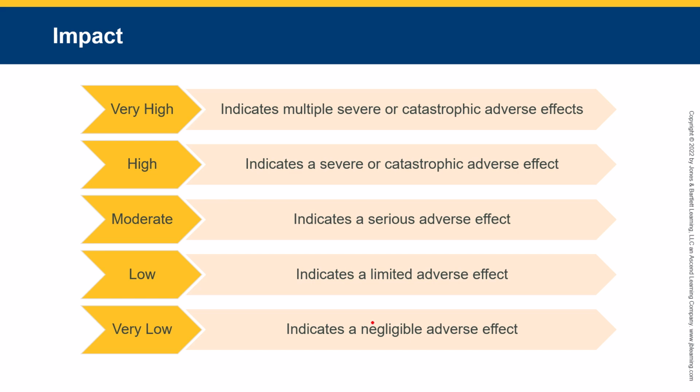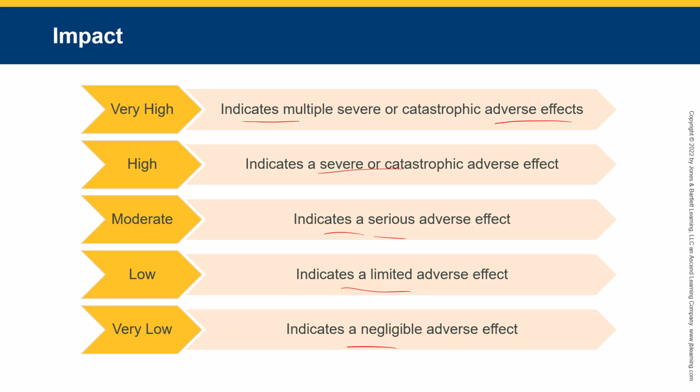Impact typically is done through a very low to very high, using a Likert scale of 5. Very low, low, moderate, high, very high. And we normally can rank them: very high indicates multiple severe or catastrophic adverse effects. High is just severe, moderate, some, low, limited, very low, negligible. Again, our goal here is to minimize risk exposure, but that doesn't necessarily mean eliminate. Our goal is typically to get them down low.